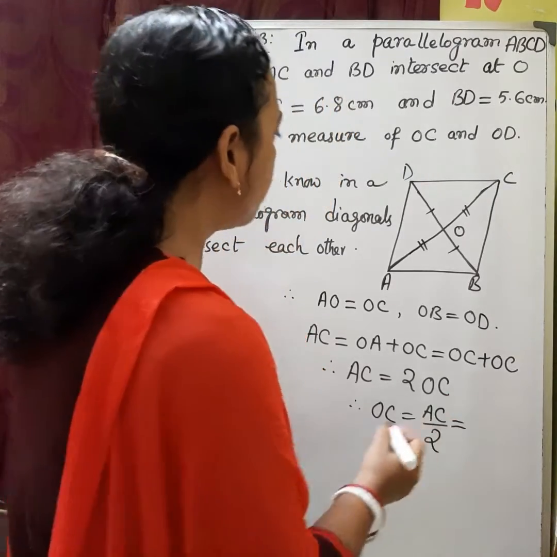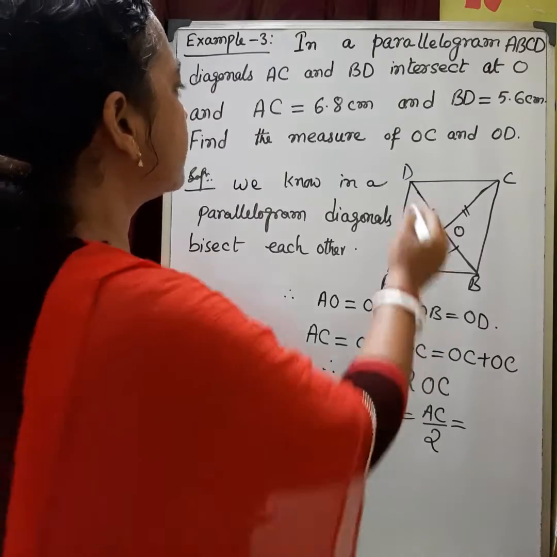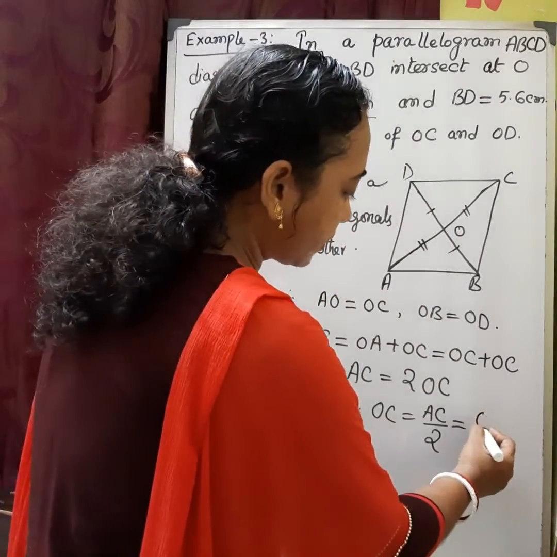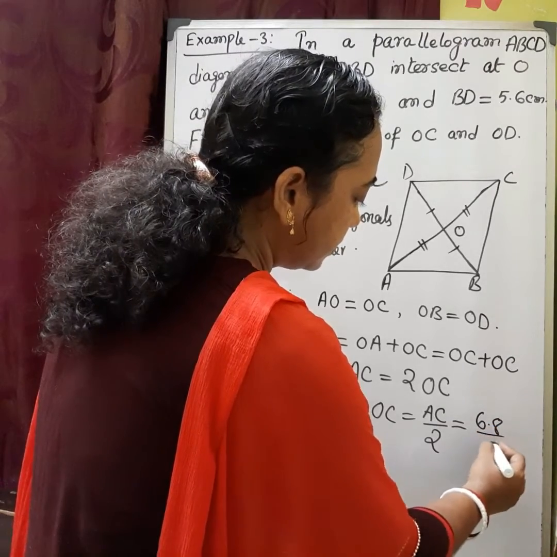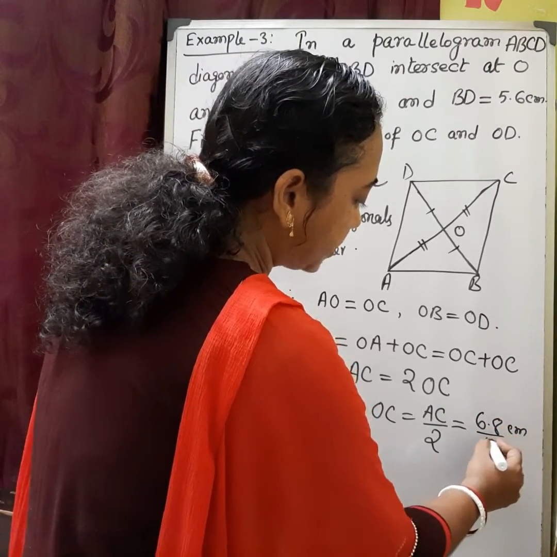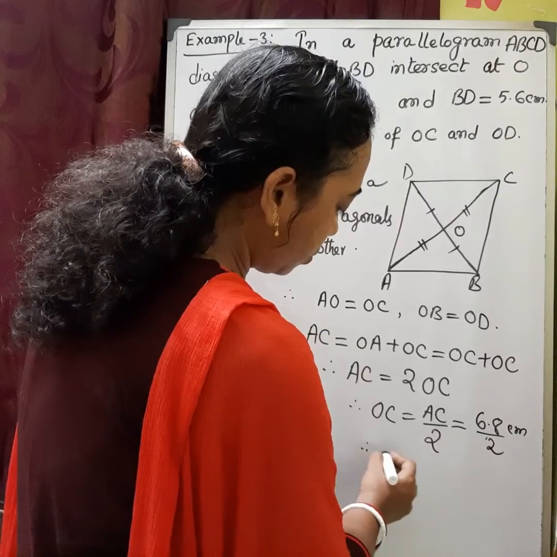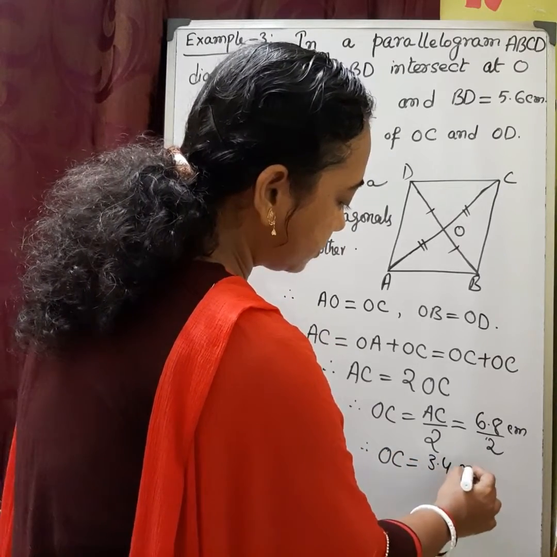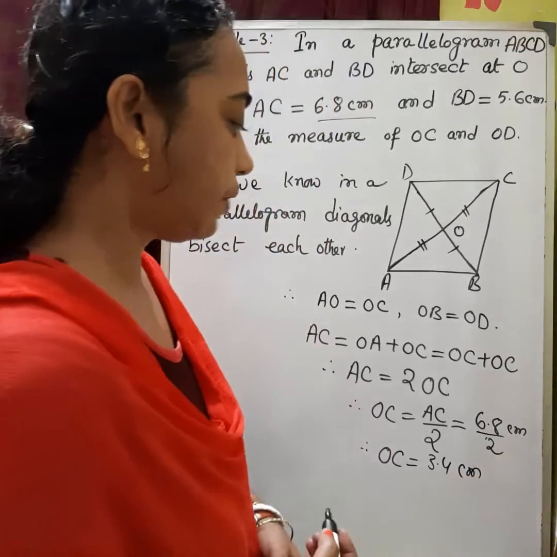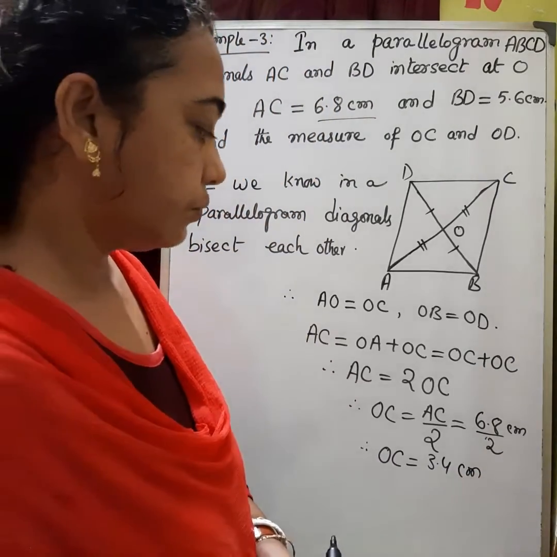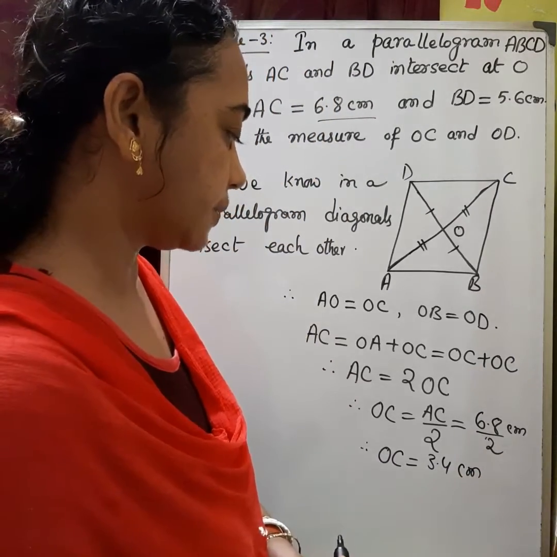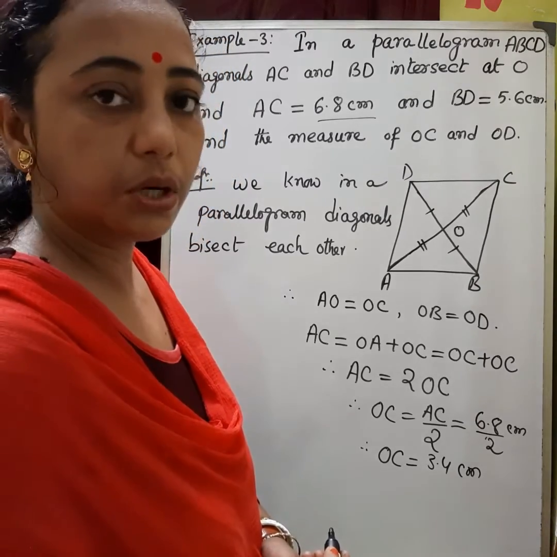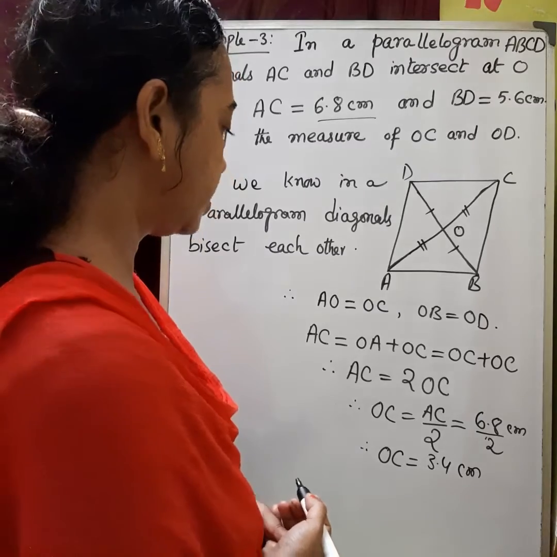And what is the value of AC given here? That is 6.8 centimeter. So in place of AC we can write 6.8 centimeter by 2. So therefore OC will be equal to 3.4 centimeter. If we divide 6.8 by 2, we get 3.4 centimeter. So the measure of OC is equal to 3.4 centimeter.